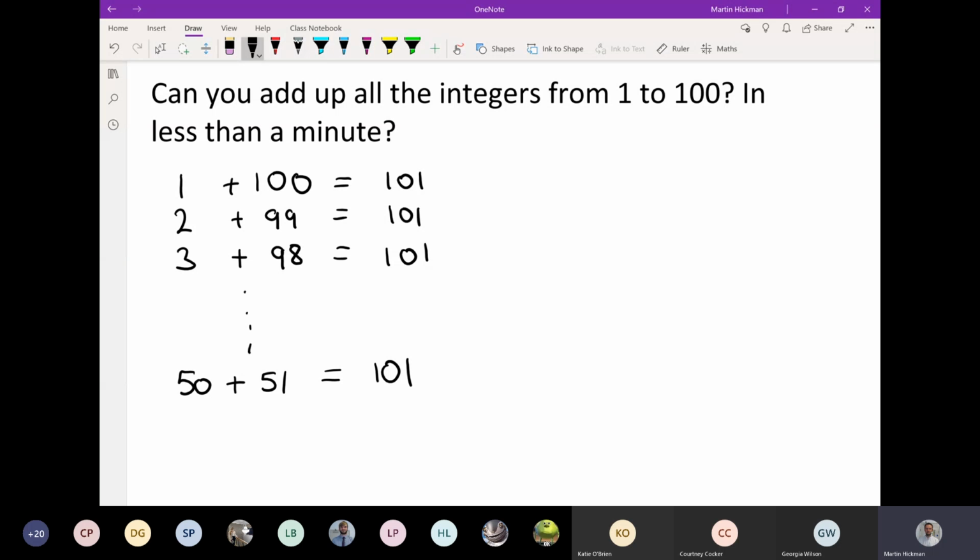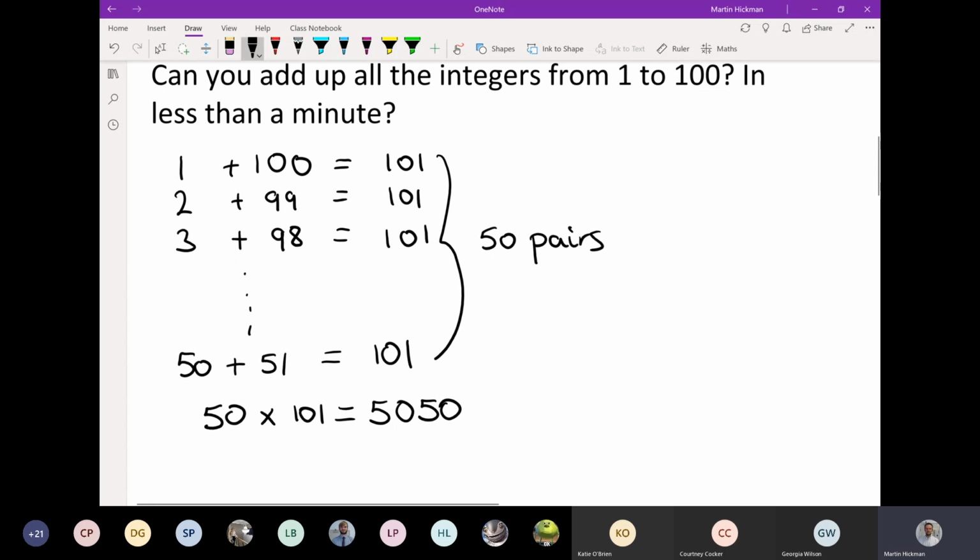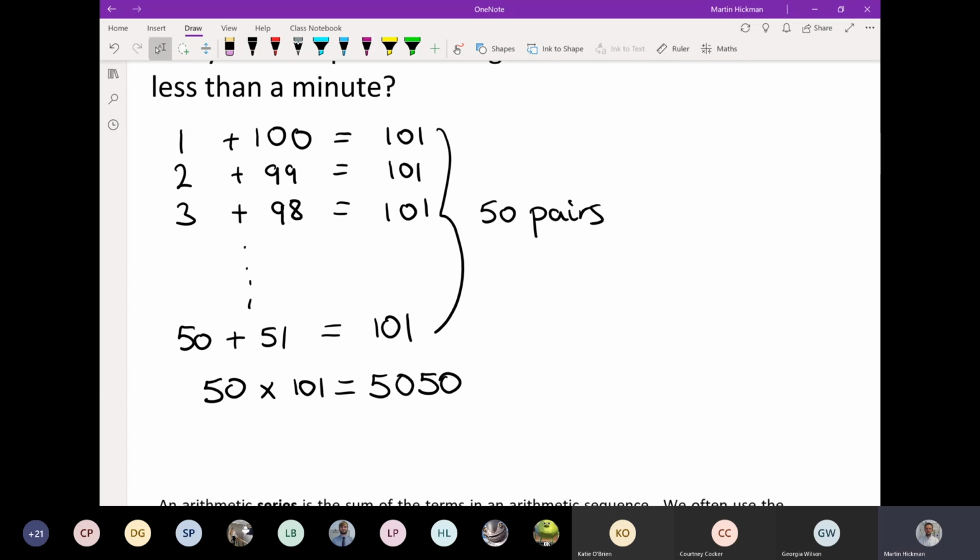So what Gauss very quickly realised is you can pair 1 and 100, you get 2 and 99, you've got 50 pairs of 101. So all we simply do is just say, well, rather than just do 1 plus 2 plus 3 plus 4, we just do 50 times 101 to get 5,050. Okay, and then that would be our answer.